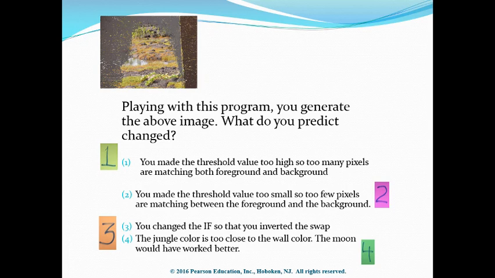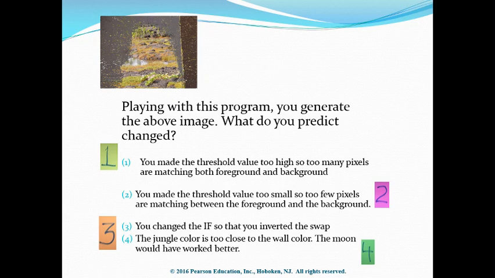Did you make the threshold value too high, and so too many pixels are matching both foreground and background? You made the threshold value too low, so too few are matching. You inverted the swap, or the jungle color is too close to the wall color and the moon would have worked better. So we can see that it kind of looks like Katie's cut out, but it's just Katie's silhouette.